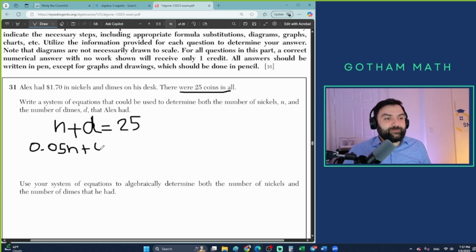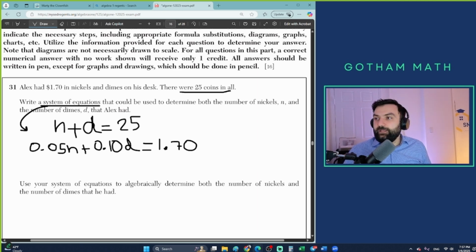Plus dimes is 10 cents. So let's just go ahead and put 10 with a D. And together they're going to add up to $1.70. And this is it. This is a system of equations. Two equations, well, one equation about the number of coins and another about the dollar value.